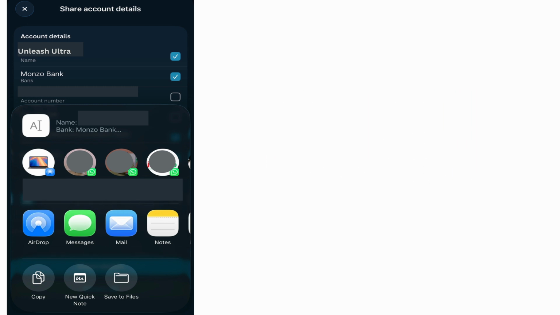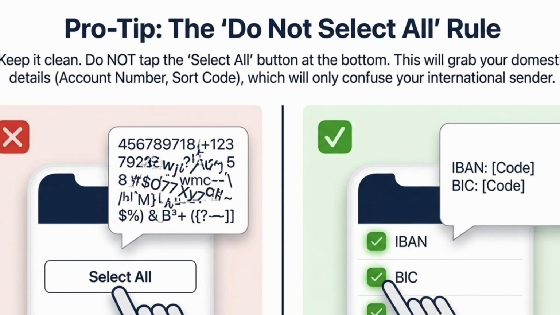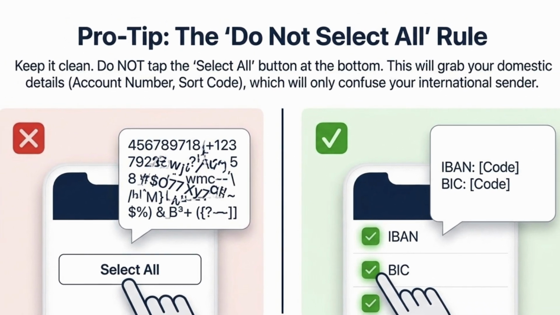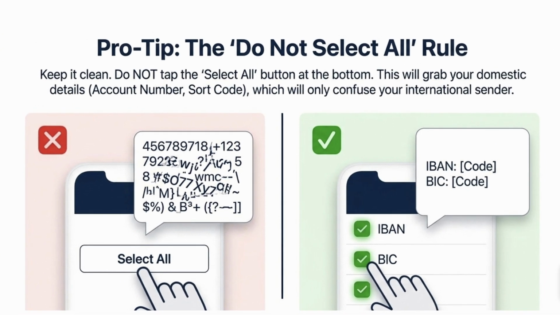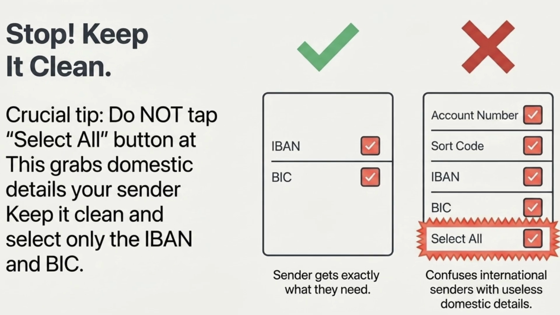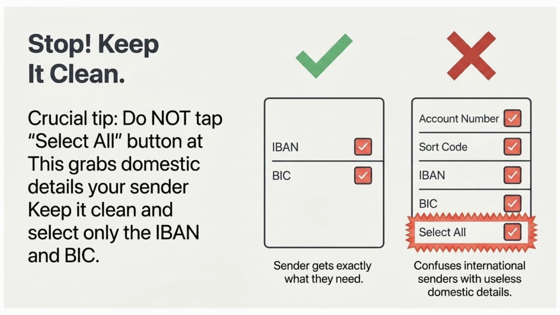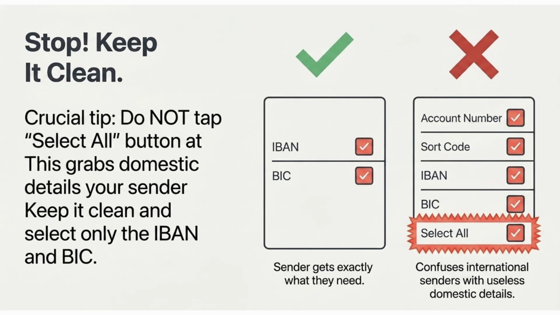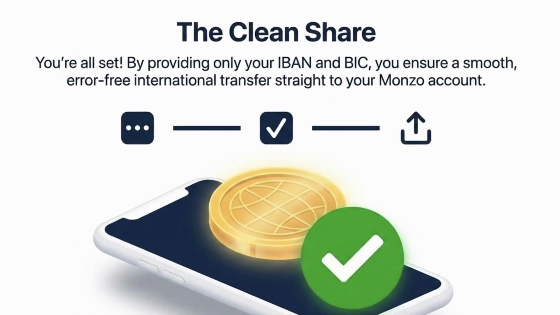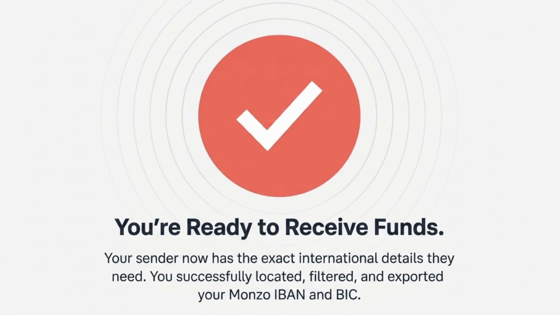Before you run off, here's a crucial recap and tip. Since you only need the international account details, IBAN and BIC, do not tap the Select All button at the bottom. Why? Because that will also grab your domestic details, like your account number and sort code, which the international sender doesn't need. Keep it clean. Select only the IBAN and BIC, and you're good to go.